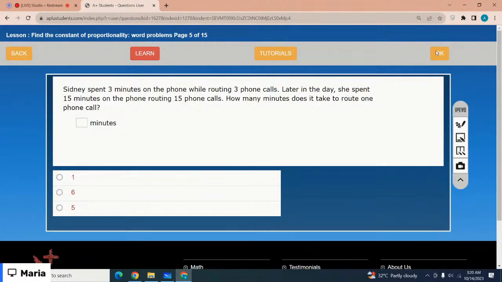Sydney spent 3 minutes on the phone while routing 3 phone calls. Later in the day, she spent 15 minutes on the phone routing 15 phone calls. How many minutes does it take to route one phone call? Which is the correct option?